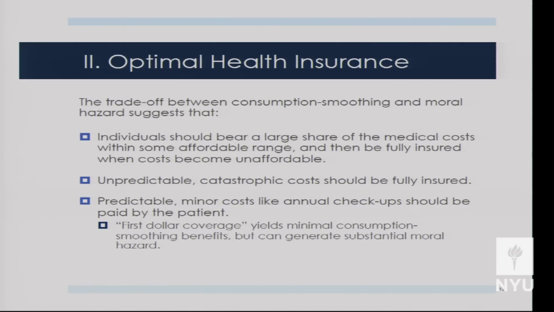Predictable minor costs, like annual checkups, should be paid for by the patient. Because first dollar coverage, i.e. the very first dollar you spend on medical care, yields minimum consumption smoothing benefits, right? You can probably save enough to pay for your annual visit to your doctor. That's consumption smoothing you can do, but you can generate substantial moral hazard effects here, right?